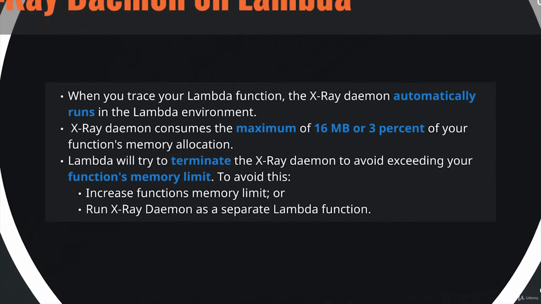Lambda function, the X-Ray daemon will be automatically running in the Lambda environment. But with the X-Ray daemon, you need to consider that it consumes a maximum of 16 MB or 3% of your function's memory allocation. So if that becomes a problem for you, you need to look at doing something different. If you exceed your function's memory limit, Lambda will try to terminate the X-Ray daemon. So to avoid that, if you want to make sure that the X-Ray daemon is running all the time, you need to increase your function's memory limit or run the X-Ray daemon as a separate Lambda function.